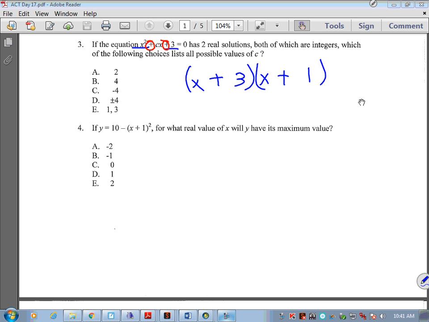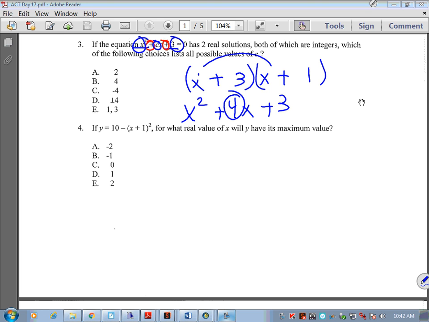Now let's FOIL this back out. It's going to give me x squared, x times x, and then plus 3x plus 1x. So that's plus 4x plus 3. And so that matches and that matches. So what is the c value here? 4. Now, it's more than just 4, because as I'm trying to think of how I can explain this, it's positive and negative 4.